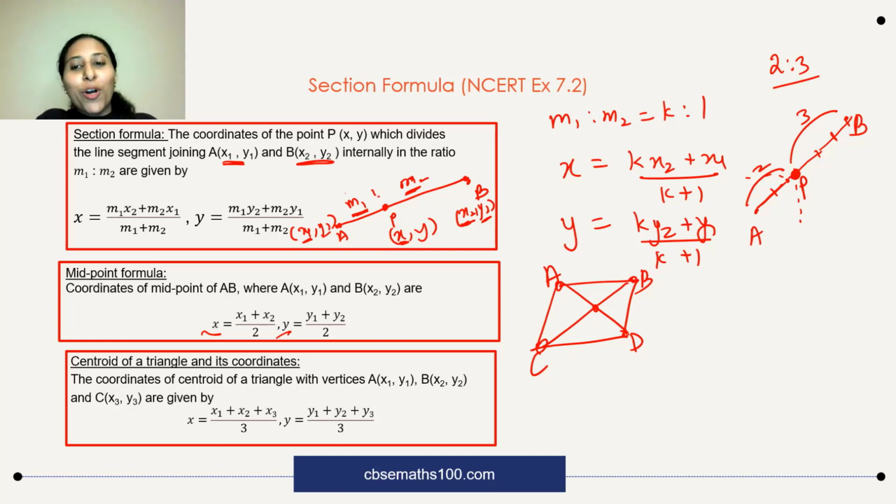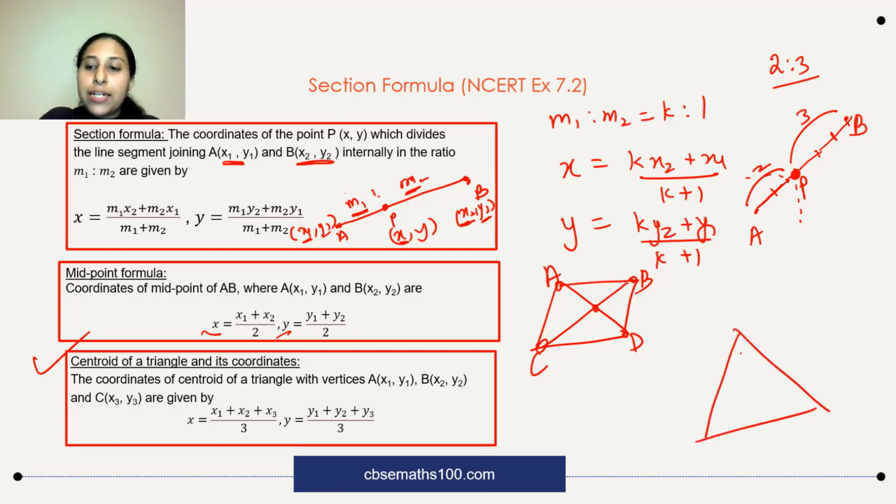Even the Y coordinate of the midpoint of diagonal AD will be equal to the Y coordinate of the midpoint of diagonal BC. Okay. Centroid of a triangle and its coordinates. Very important. What is the meaning of centroid? The meaning of centroid is the meeting point of medians.